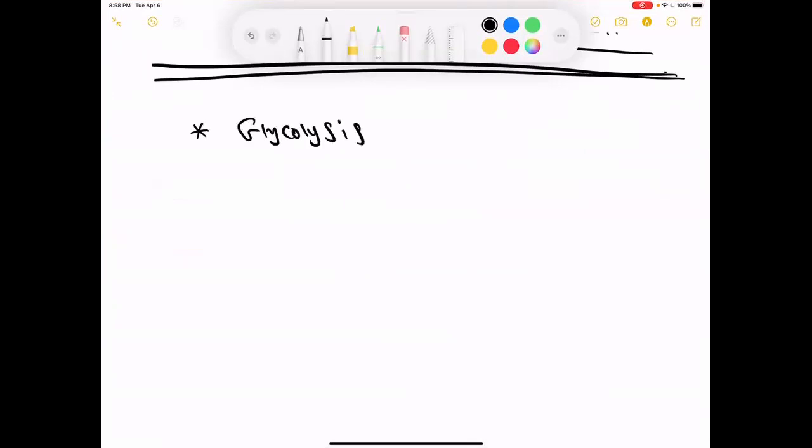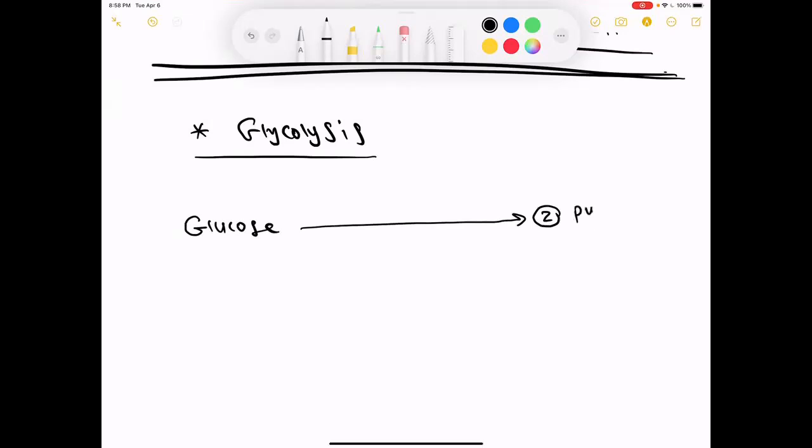A few things about glycolysis one more time, just to summarize it. We said we grab a glucose and we end up breaking it down into two. In yesterday's video, I said pyruvate. I want to say now pyruvic acid. And I will show the difference in a few seconds.